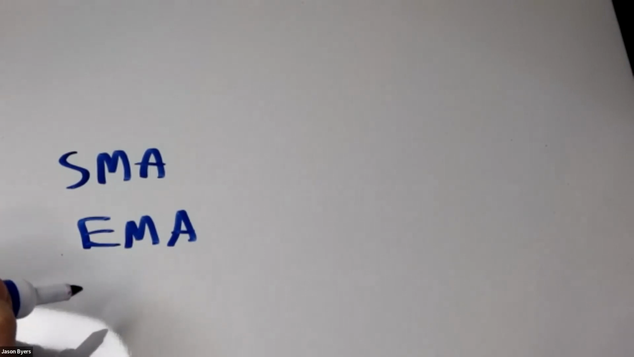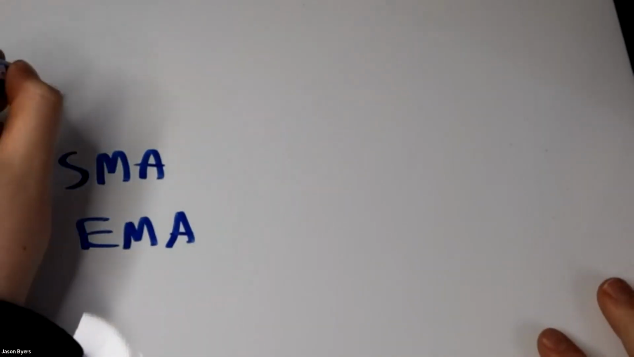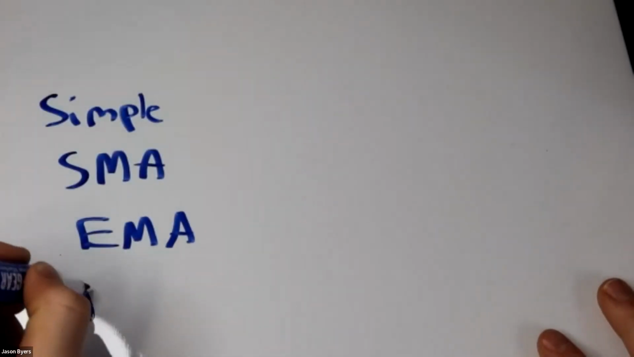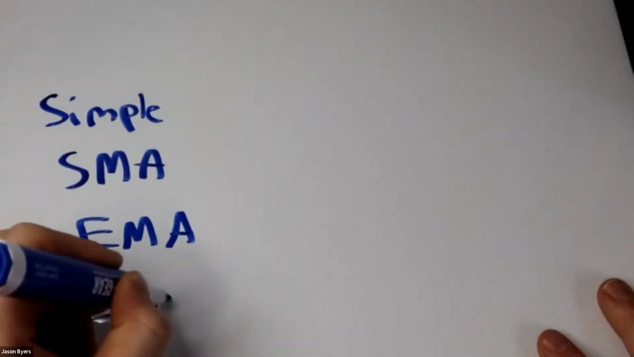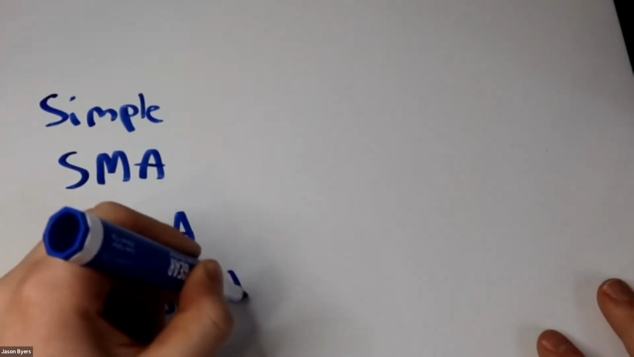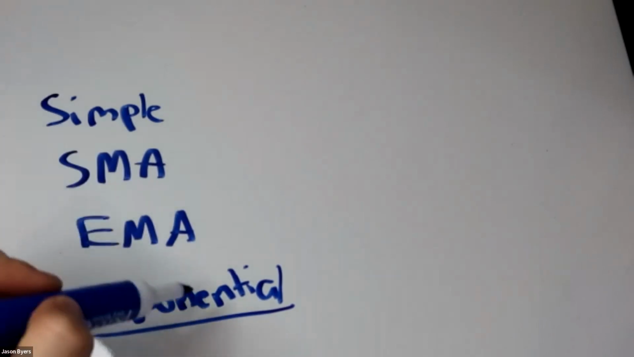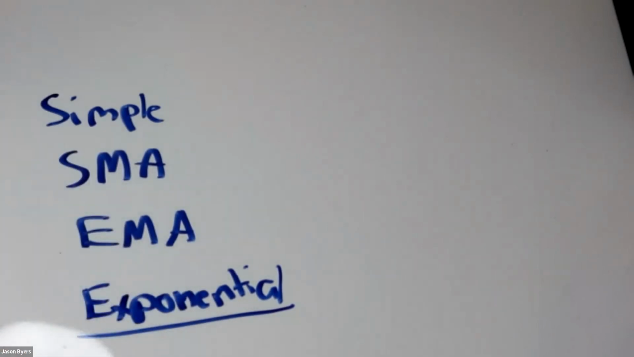Cool. So SMA stands for simple moving average. EMA stands for exponential, I'm probably going to spell this wrong. Anyway, simple moving average, exponential moving average. First, let's go over simple because they're easier to understand. Let me get my eraser.